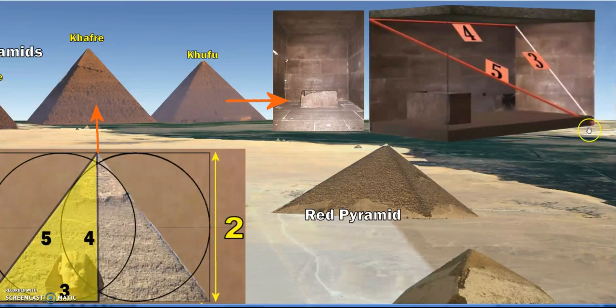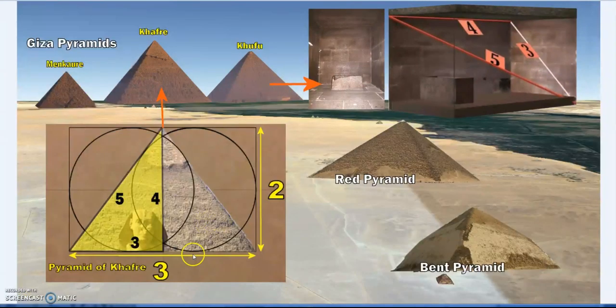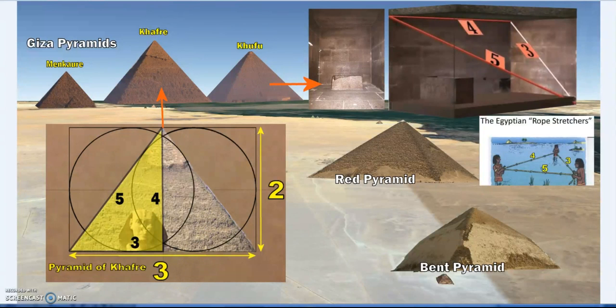Below, inside that channel, the true floor of the King's Chamber creates a 3-4-5 triangle as well. Now, a 3-4-5 triangle, Egyptian rope stretchers did use it in a later era. Herodotus and others suggest that it was used earlier. However, it is built into the pyramid architecture.